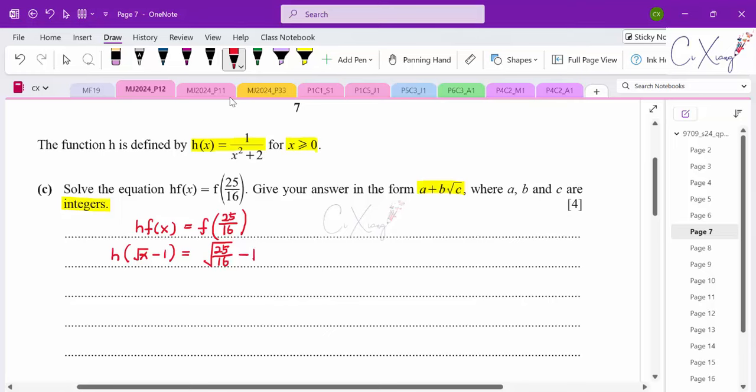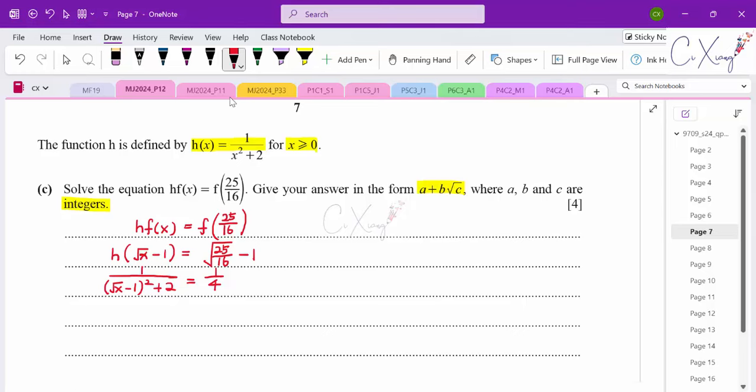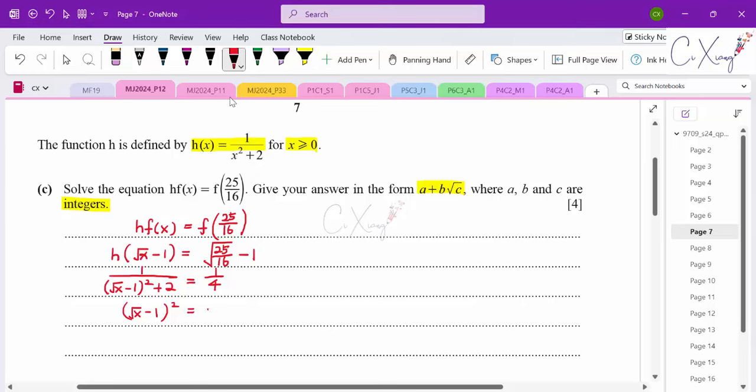Okay, so next, substitute square root of x minus 1 inside the function h(x), you will get this one. So (square root of x minus 1) squared plus 2. That equals, simplify this answer here, by right you have 1 over 4. Okay, so we have to continue solving this equation so that I can get the value of x. Okay, so let's continue further. If I bring out the bracket, or maybe we cross multiply, you will get this equation eventually: (square root of x minus 1) squared equals 2.